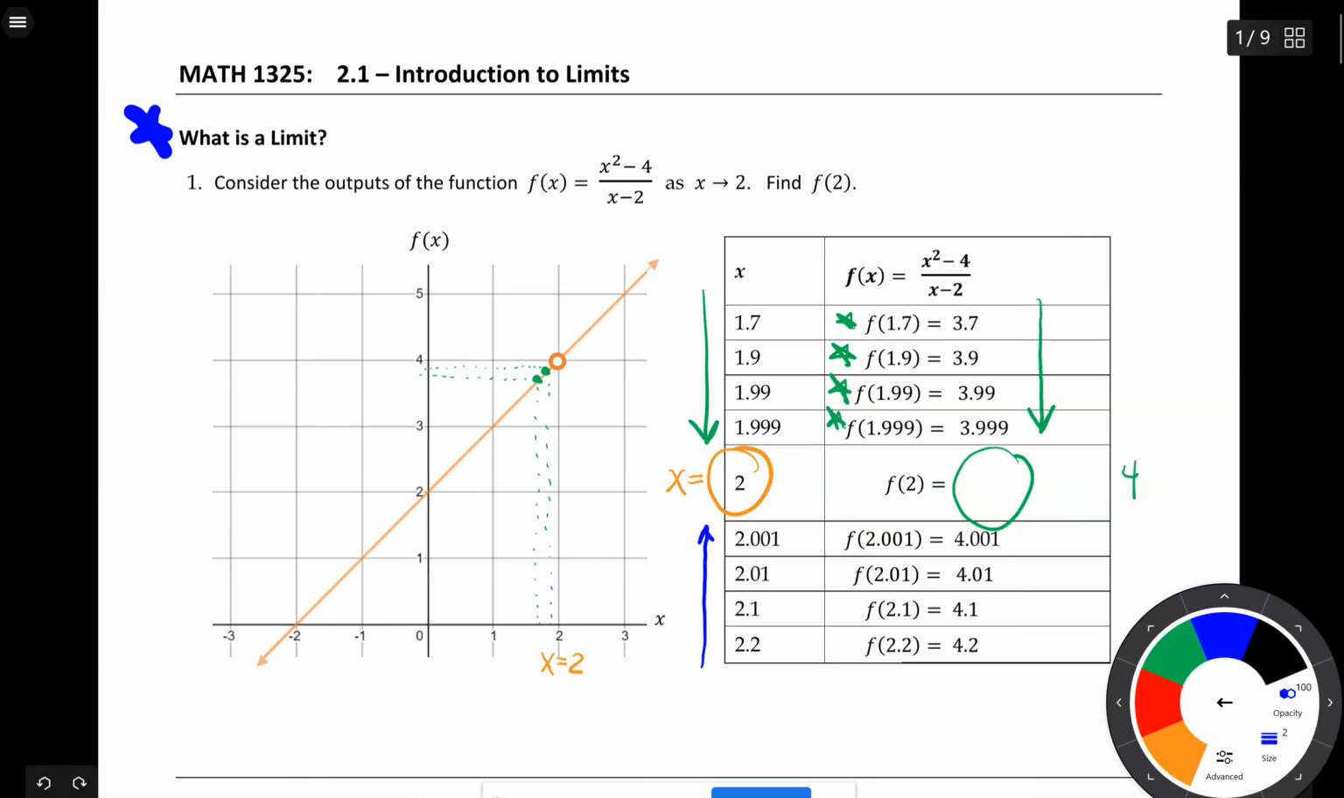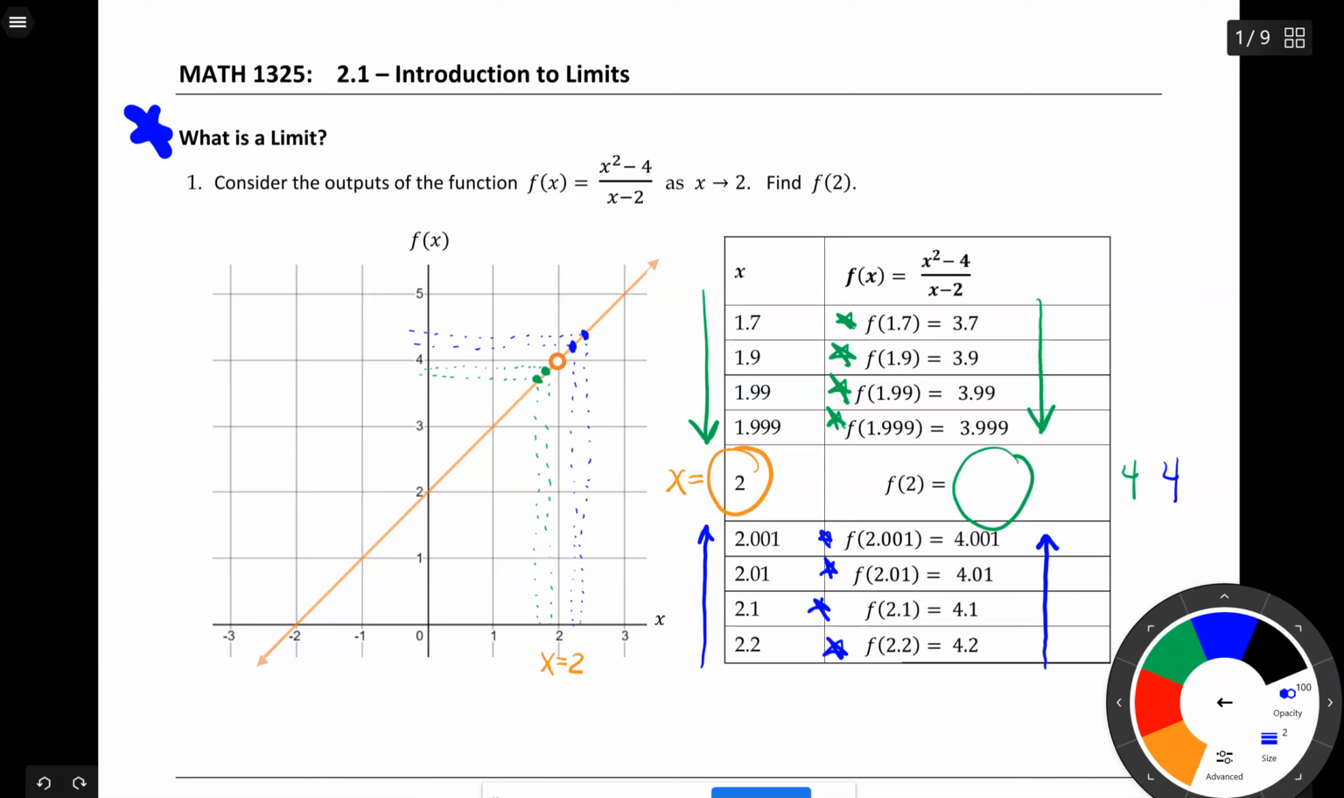And then I did the same thing on the other side. So I started pretty far away from 2, and then I got closer and closer. So 2.2 would be over here somewhere. And the height was just a little bit above 4 when that happened. And then 2.1, I got a little closer. And then the height got a little closer to 4. And if I just get closer and closer, it looks like these heights are getting closer and closer to 4, right?